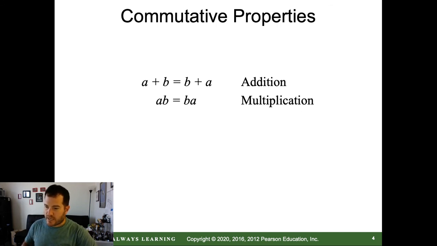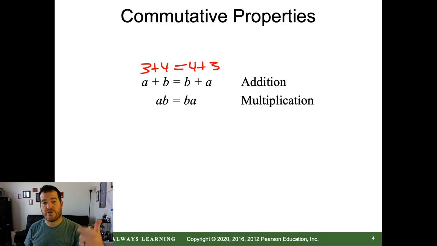Sometimes I get confused by letters, so I'd like to use numbers because that's a little more beneficial for me. This is saying that 3 plus 4 is the same as 4 plus 3. 3 plus 4 is 7, and 4 plus 3 is also 7. That's the commutative property of addition. The same thing happens with multiplication. 3 times 4 is the same as 4 times 3, because 3 times 4 is 12 and 4 times 3 is also 12. Nothing unique or different there.